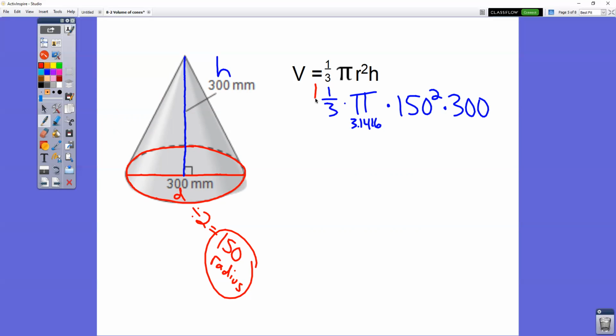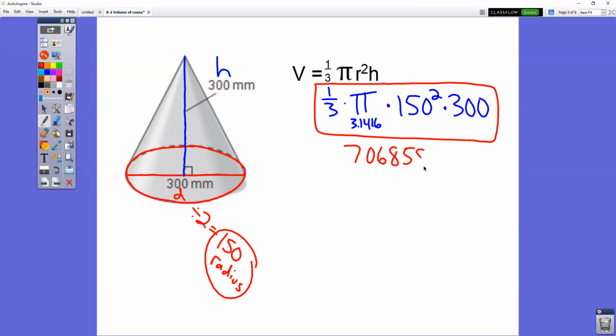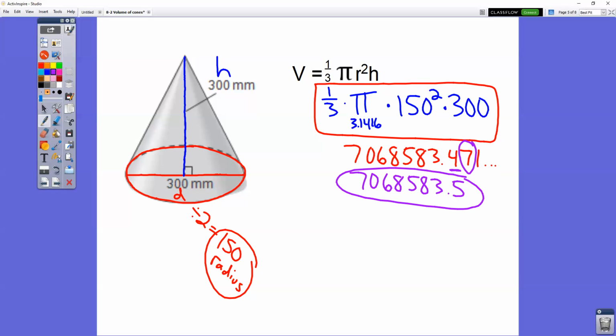You're going to type that whole thing right into the calculator, exactly how it says. And you're going to get a big number. You're going to get 7,068,583.471, blah, blah, blah at the end. We're going to round to the nearest tenth. The 4 is in the tenths place. We have to look at the number after it. That is 5 or higher. So we really have 7,068,583.5.